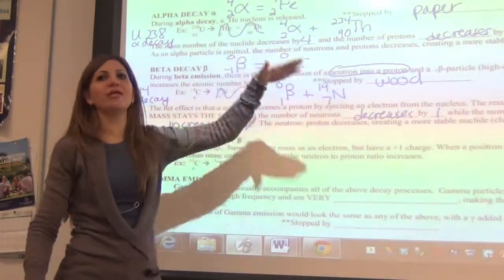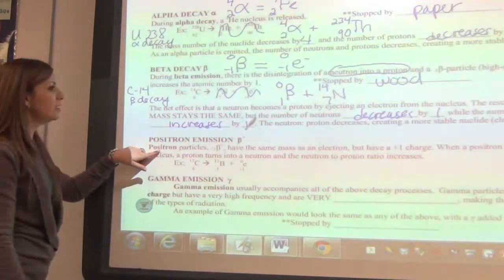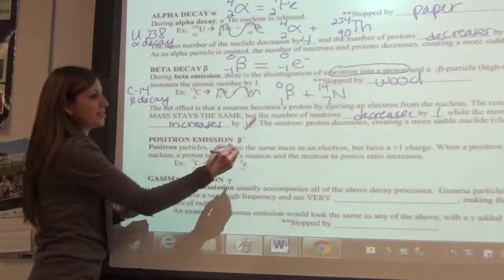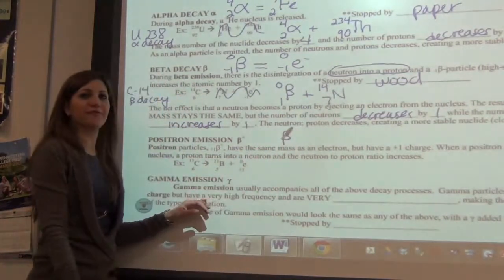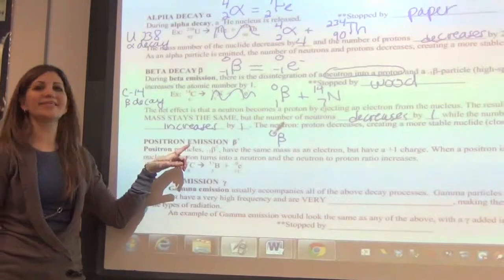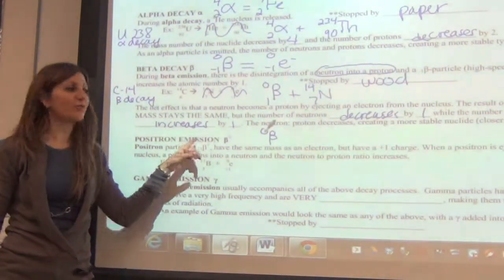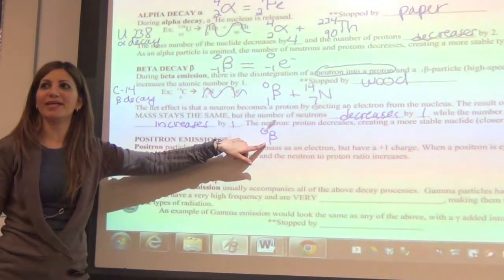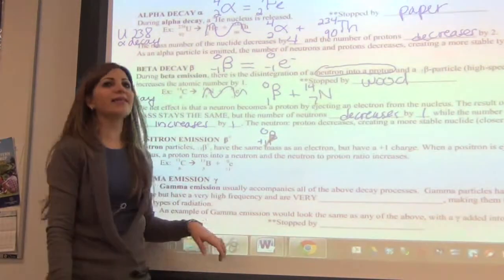Again, that gets closer to the belt of stability. Positron emission, again, let's do this as beta plus. How is this different? Well, it still has no mass, but it's like having a positive electron, which means the charge down here would be what? +1.